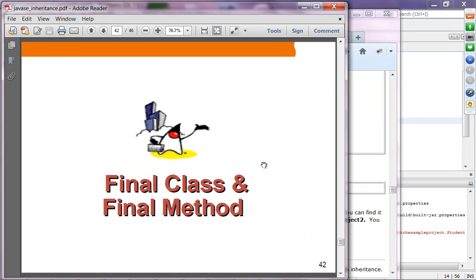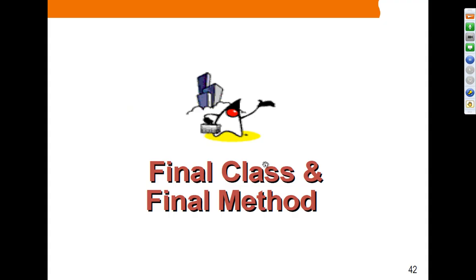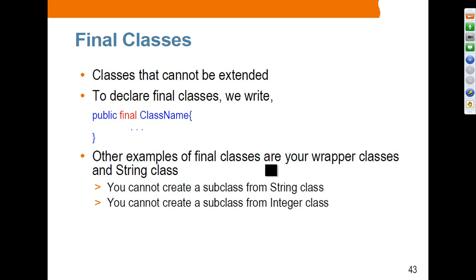Alright, so the next topic is final class and final method. So what is a final class? It's a class that cannot be extended. If you do not want a class to be extended, meaning you don't want any child class from that particular class, then you can make that class final. The way to do that is using the final keyword.